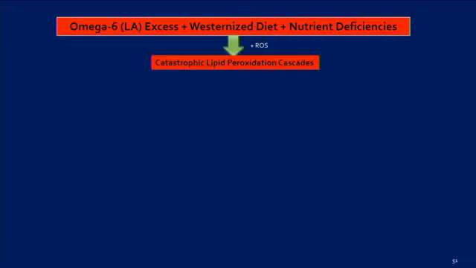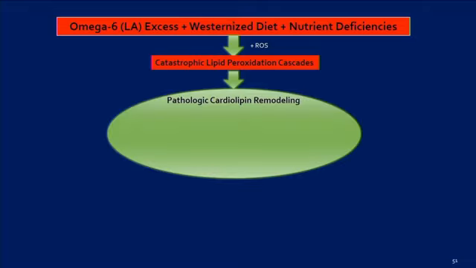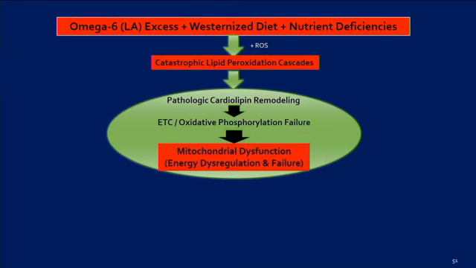Omega-6 linoleic acid excess plus westernized diet. Throw in your sugar, your refined carbs, make it nutrient deficient, which it will be, right? This leads to a catastrophic lipid peroxidation cascade. What happens? Pathologic cardiolipin remodeling. Out of that, we get electron transport chain and oxidative phosphorylation failure, mitochondrial dysfunction. The first thing that happens out of this is increased reactive oxygen species.